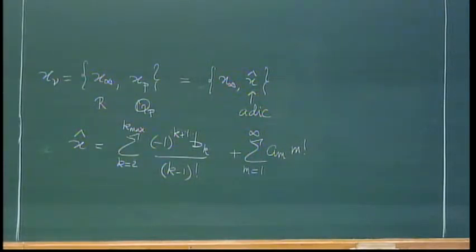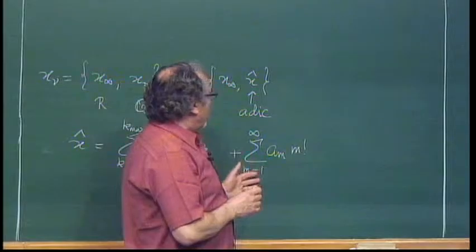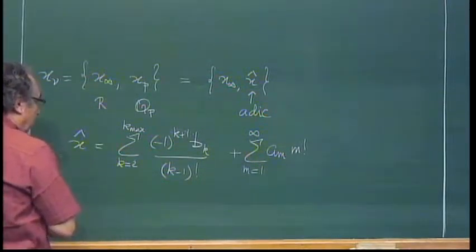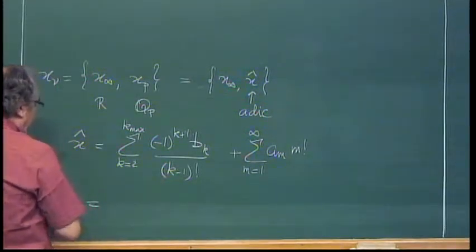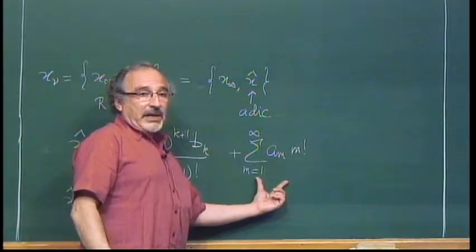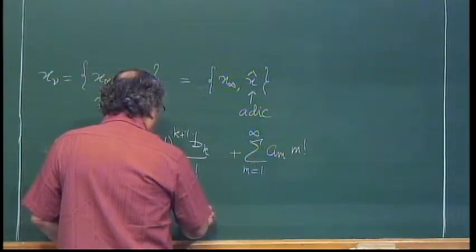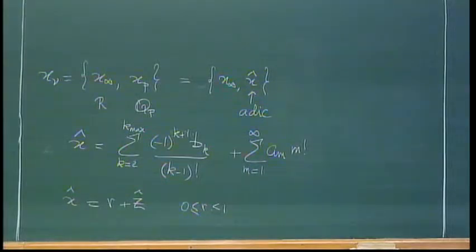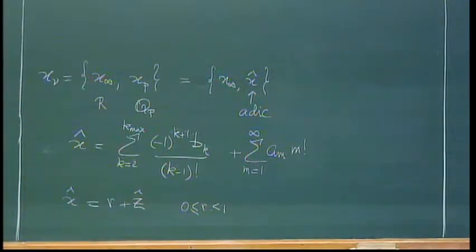Okay. And something that we'll need towards the end is, it's obvious from this, I mean, the point is that this series converges in the adic topology. And you have only here a finite number of negative terms, so it's clear, in fact, that you can write any adic number as a rational number plus an adic integer, where an adic integer is the set of adic numbers that you can write this way, and that that is unique if the rational number r satisfies 0 less than or equal to r less than 1. Okay, so you can decompose an adic number into an ordinary rational number plus an adic integer in a unique way, and we'll need that later.